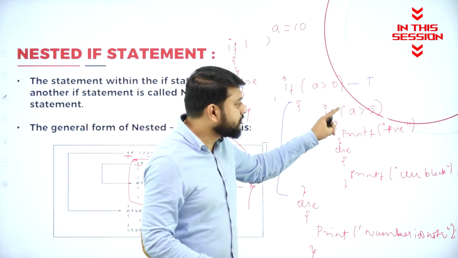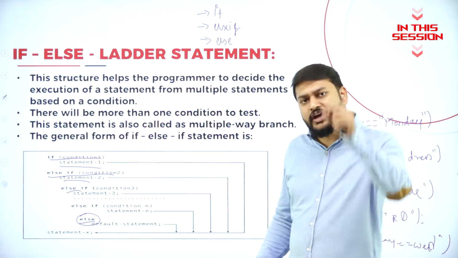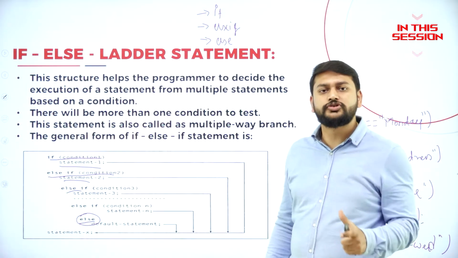So again I have the condition, a is greater than 5. So what is the a value? 10. Yes, of course this is true. How many if else can I have? N number of if else, n number of true blocks you can have.